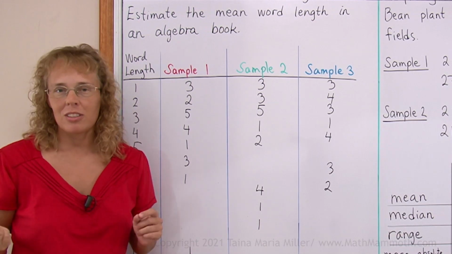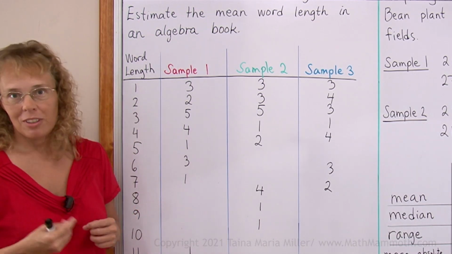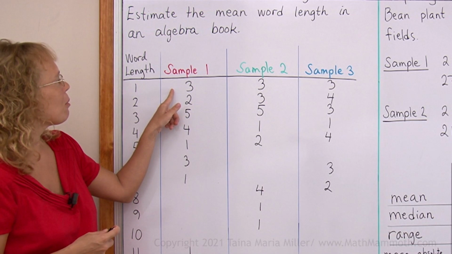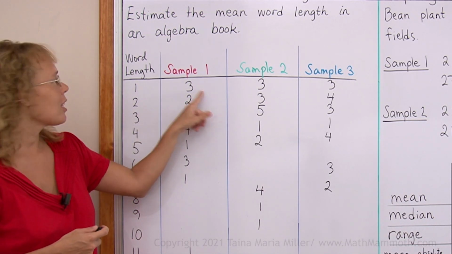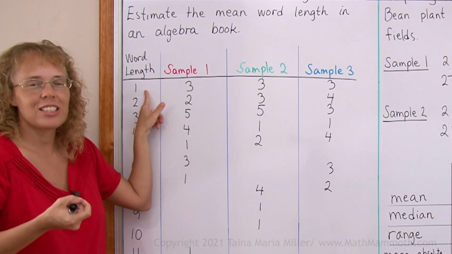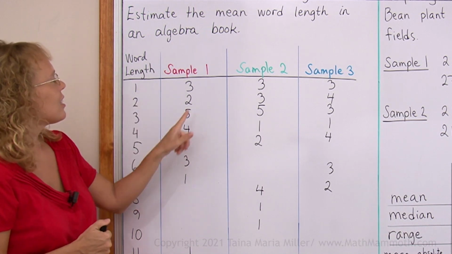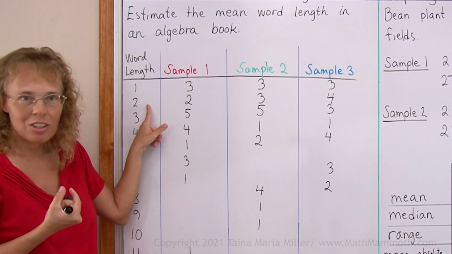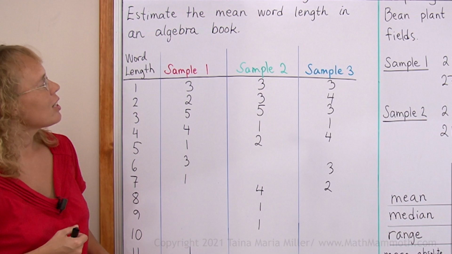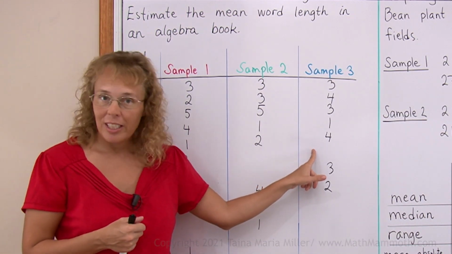I took 20 words. And then I counted the word lengths. I counted, for example, here in sample 1, I had 3 words that were 1 letter long. Of course, that's the word "a". And then I had 2 words that were 2 letters long, and so on. And so I did the same for sample 2 and sample 3.